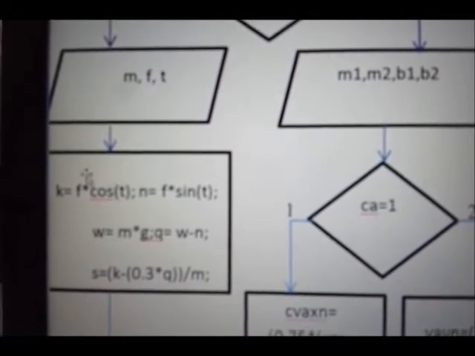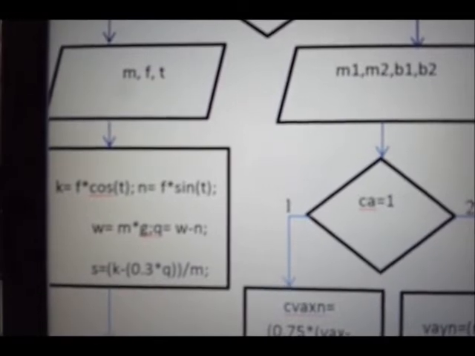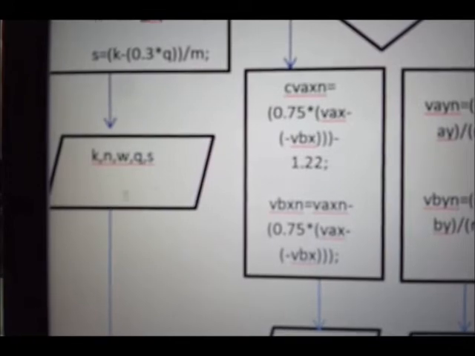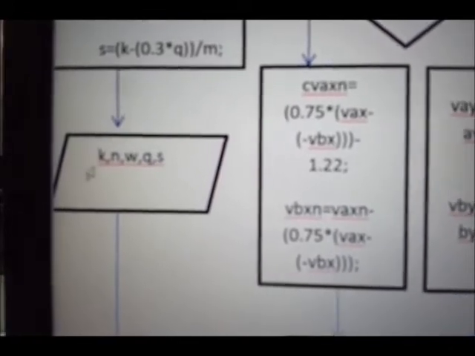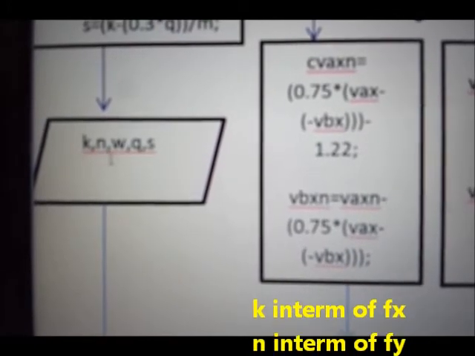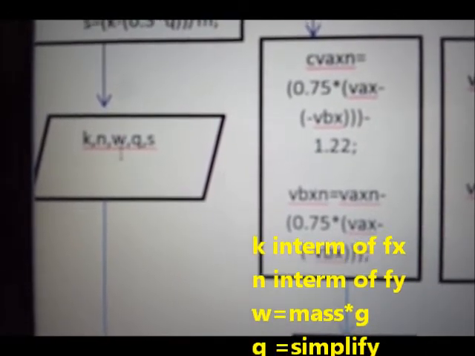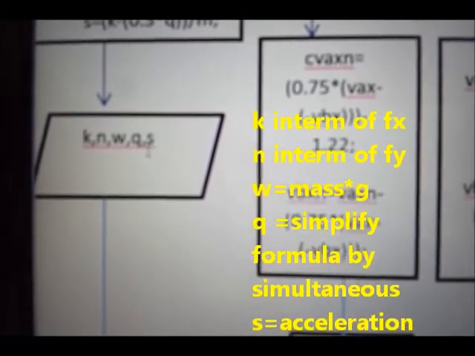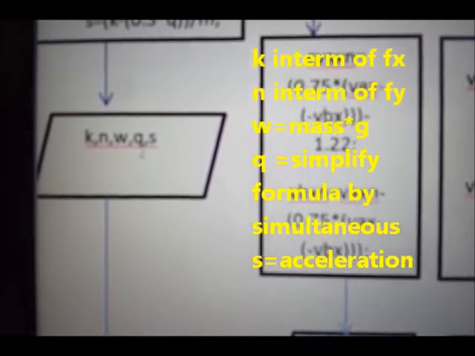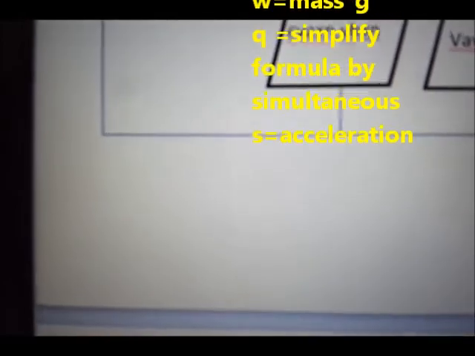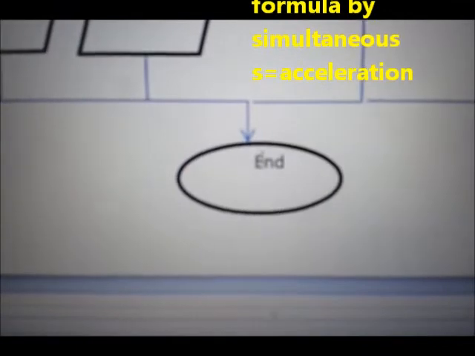Okay, this is the process and the formula. And then this is the output for question 1. K for Fx, N for Fy, W for mass times gravitational pull, Q for simplified equation from simultaneous, and S for acceleration. And then the program ends.